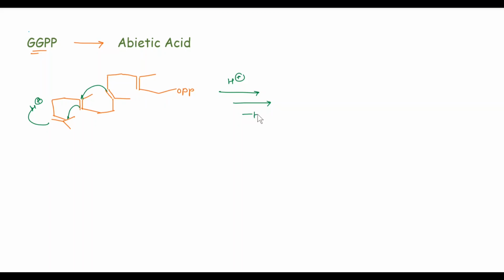So the first structure is GGPP. In the first step, protonation takes place with cyclization, and we get a carbocation here. And in the next step, the loss of minus H plus, and we get copalyl pyrophosphate. These two steps are shown in the biogenesis of gibberellins, so I will not repeat this and directly write down the structure of copalyl pyrophosphate.